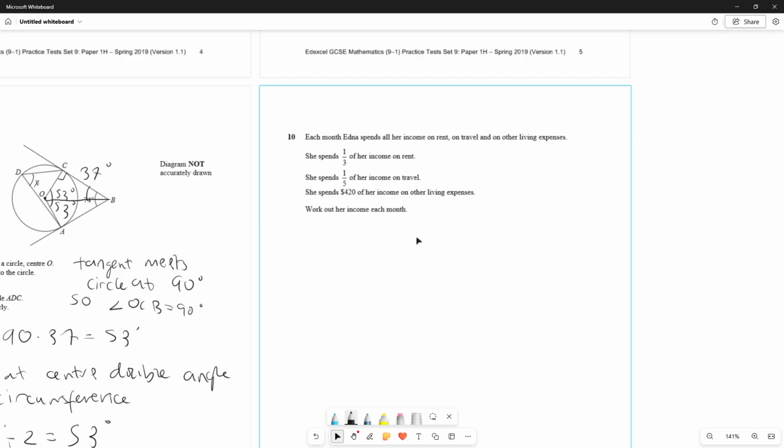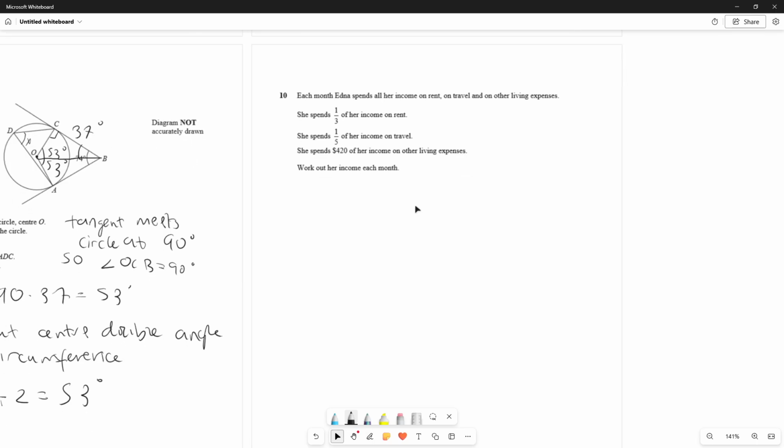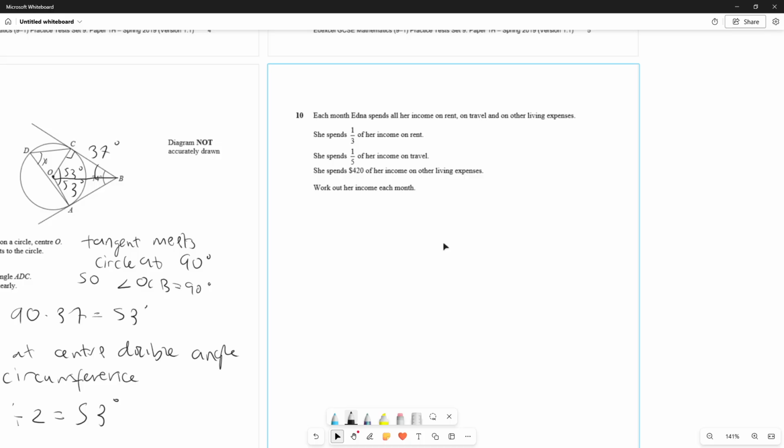So, let's figure out her income each month. Here's how we're going to do it. If she spends 1/3 of her income on rent and 1/5 on travel and the rest on living expenses, we can figure out what fraction of her salary she spends on the living expenses, okay? So let's add 1/3 plus 1/5. And if we do that, we get 8/15ths.